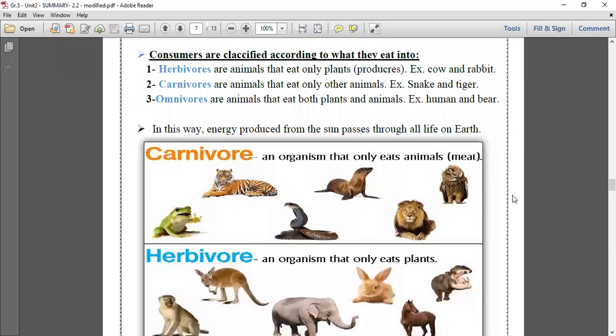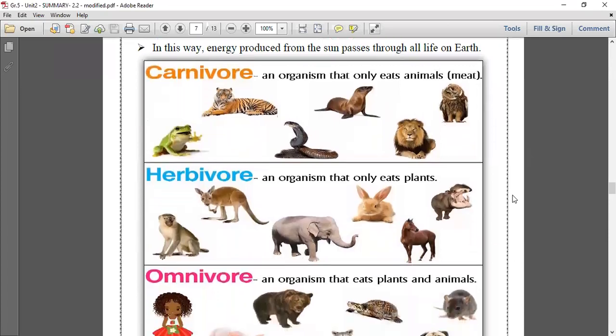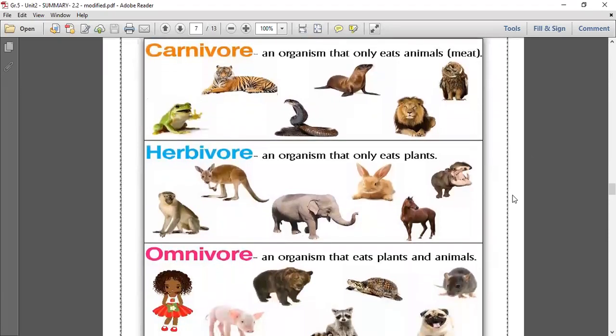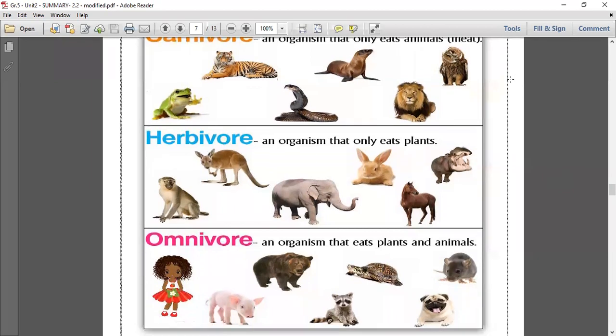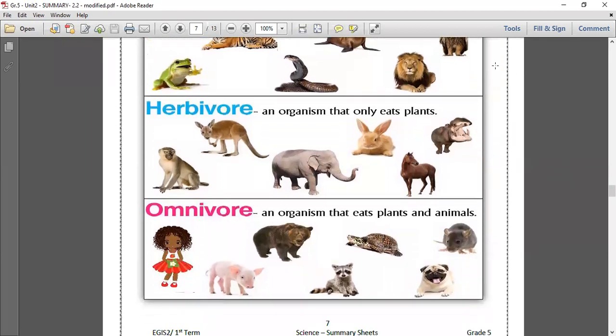Look at this picture right here. These are a few examples of some types of consumers. We have here in the middle the herbivores, the organisms that eat only plants, like elephants, kangaroos, chimpanzees, rabbits, horses, and hippopotamus. Also the carnivores, these are organisms that only eat animals or meat, like tigers, lions, and so on. Also, we have omnivores that eat both plants and animals, like humans, grizzly bears, raccoons, and rats.